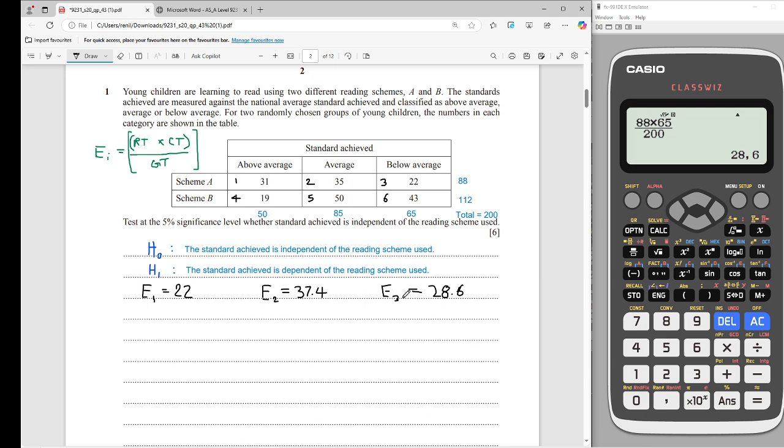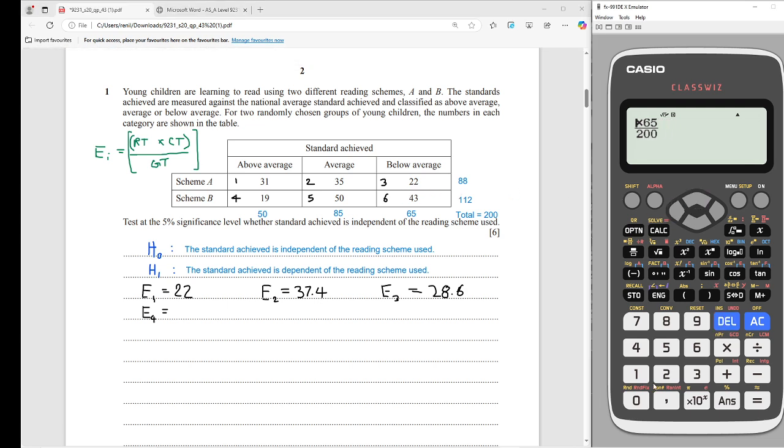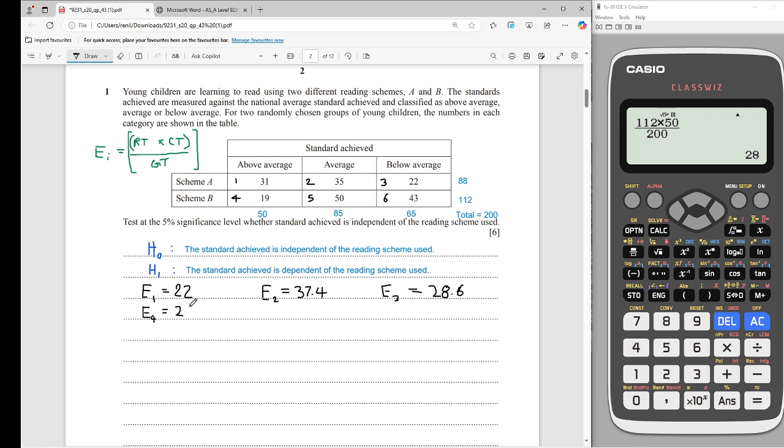Fine. Now let's move on. Let's go to E4, the expected value of the fourth one. Now we can see we're moving to a different row. So now we need to change our row total to 112, and our column total can be 50. So our expected value for the fourth one is actually 28.